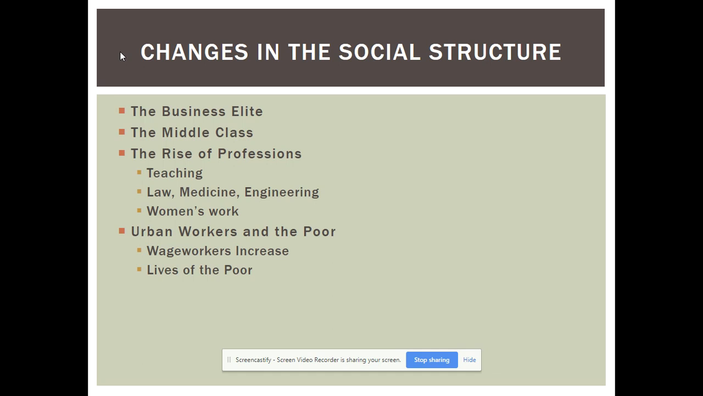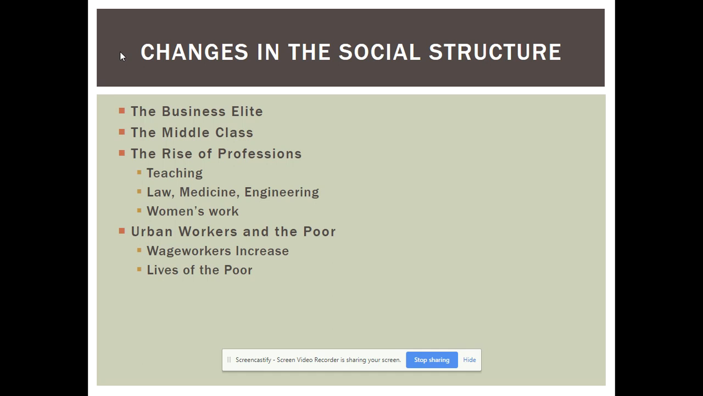Now, the middle class really is the biggest beneficiary of the Industrial Revolution. Now, you may be thinking, well, Mr. Gore, you just said all that stuff about all the wealthy and how much they changed. That's true, but that is a much smaller percentage of the population. The middle class affected more people and also benefited many more Americans than just the business elite.